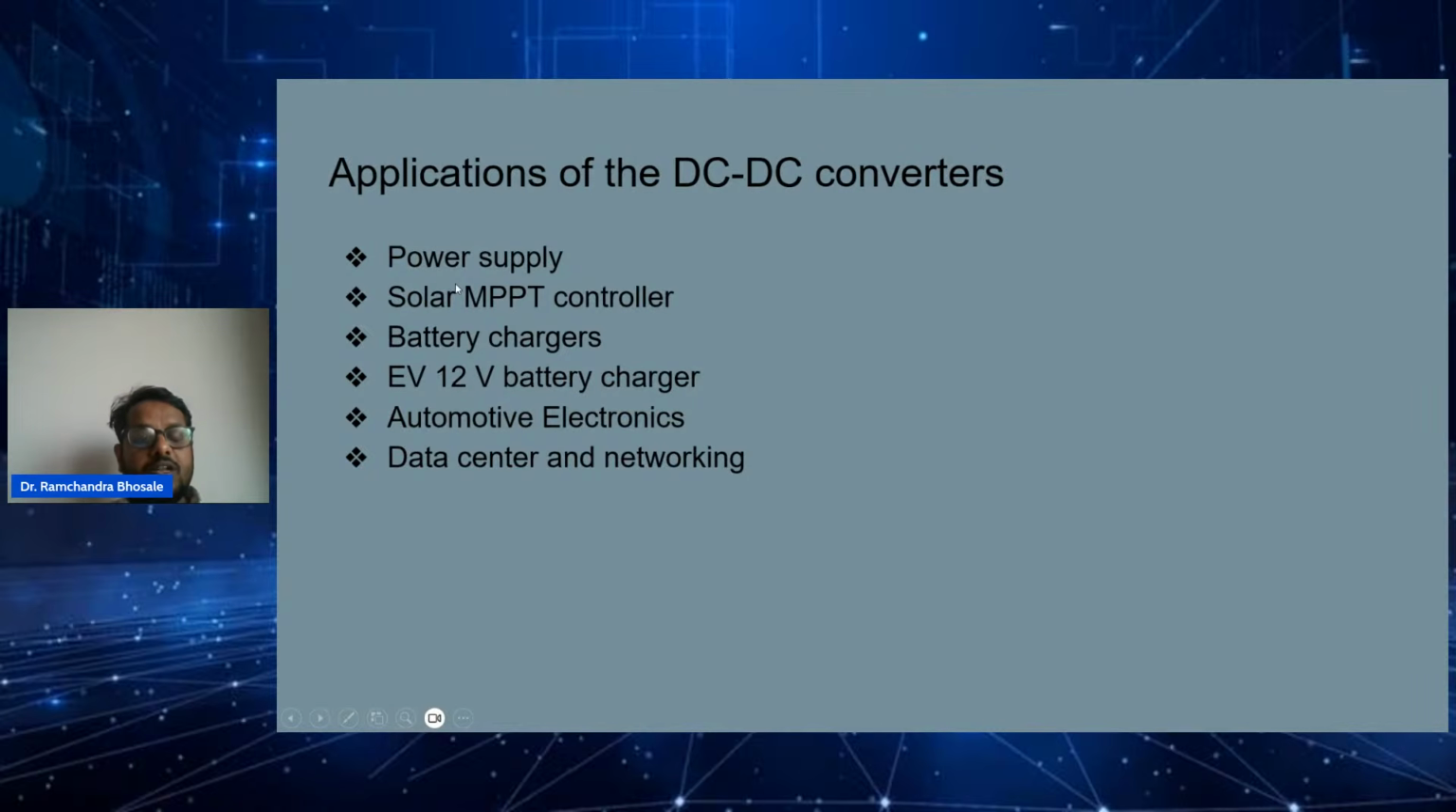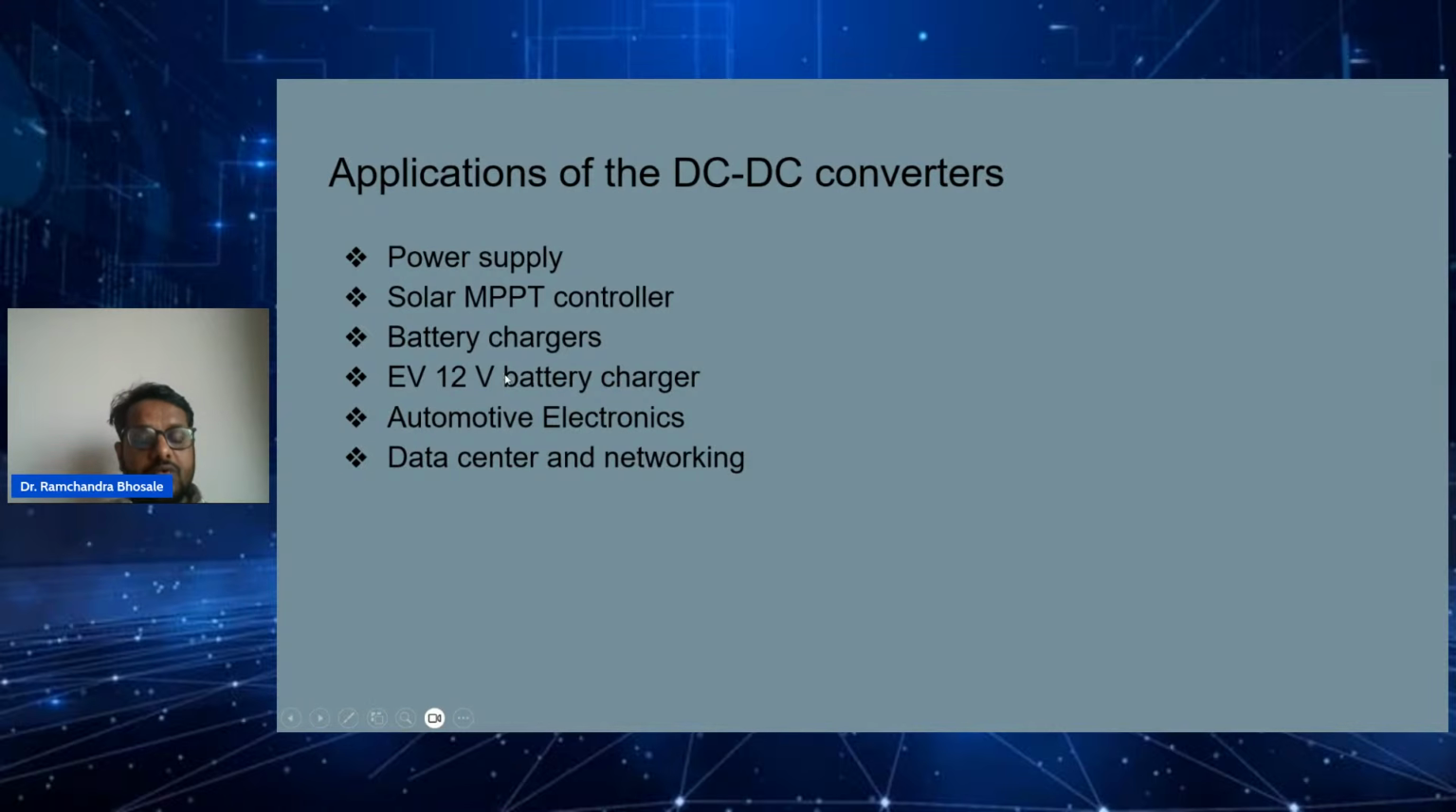Another application is the solar MPPT controller. In a solar MPPT controller, to extract the maximum power from the solar panel, you will need to use a DC to DC converter. Then battery chargers, like EV battery chargers, and mobile battery chargers. All of these will be incorporated with a DC to DC converter.